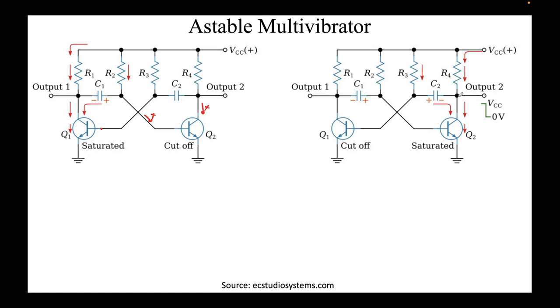Now this will become zero, which is denoted by this. The output will suddenly become zero, because we are neglecting VCE essentially. This will become zero, this will become 0.7, right? What's going to happen now is that, in this way, no current can flow here. This is in cutoff. Similarly, no current can flow here.